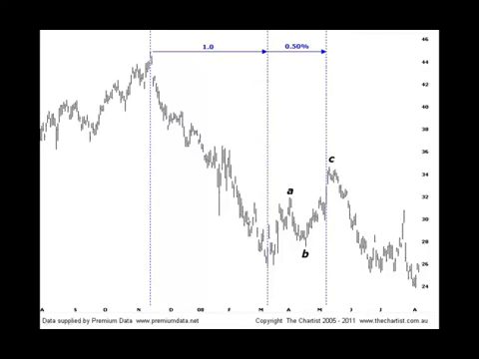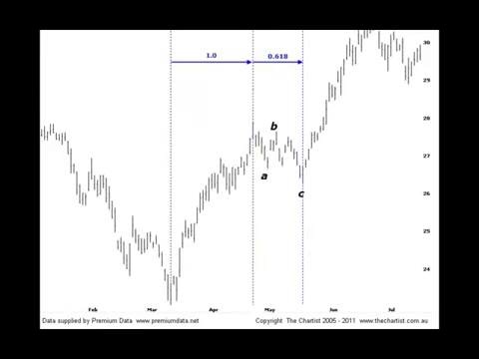So we measure the move down in terms of business days, not calendar days, and measure the move back up in business days, not calendar days, and we get this time extension. It's exactly the same, and again, we use the exact same measurements as we do for price retracements. So we're using 38.2%, we're using 50%, and we're using 61.8%. They're the key three retracement levels in both time and price.